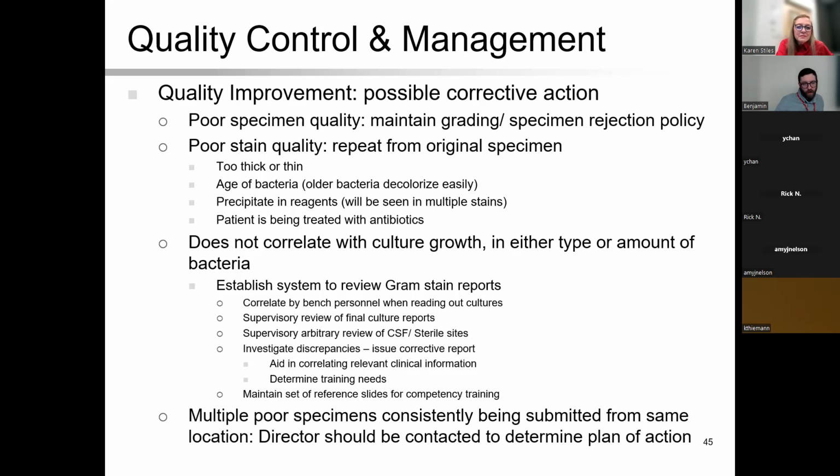If you start seeing multiple specimens coming in from the same location, somebody's going to have to talk to the lab director over there to start getting some better specimens.